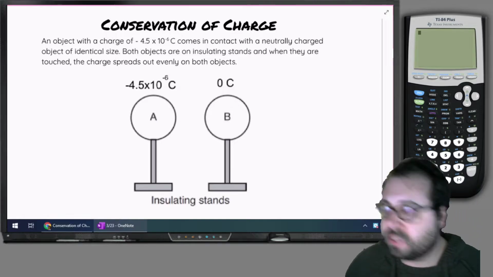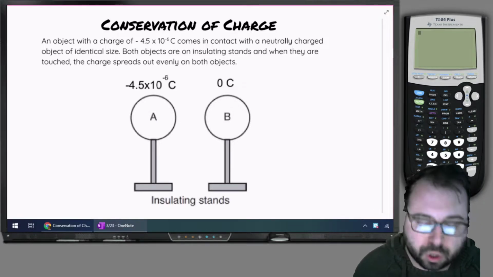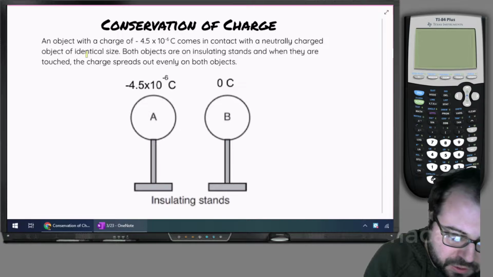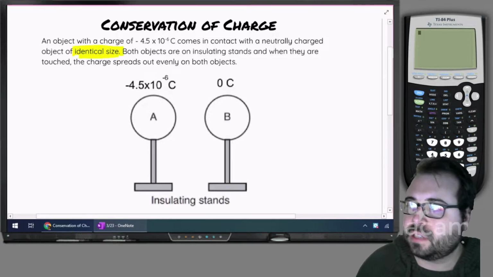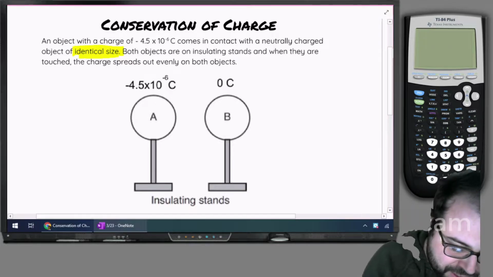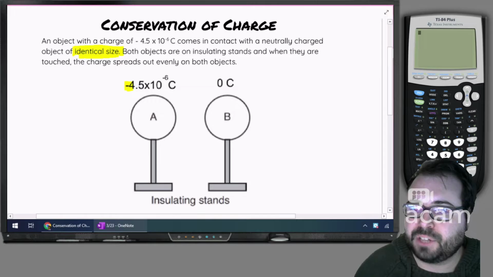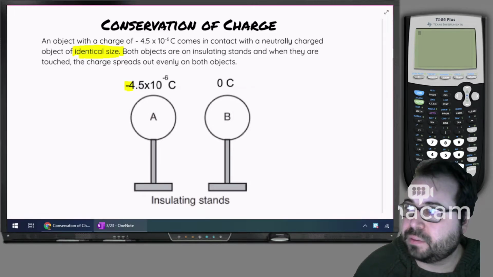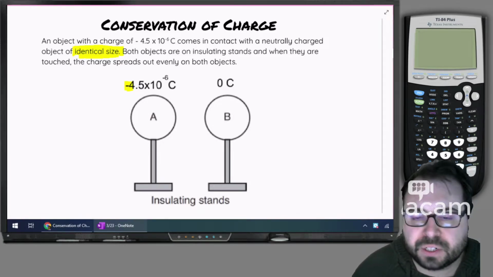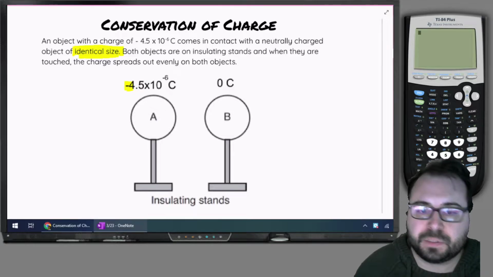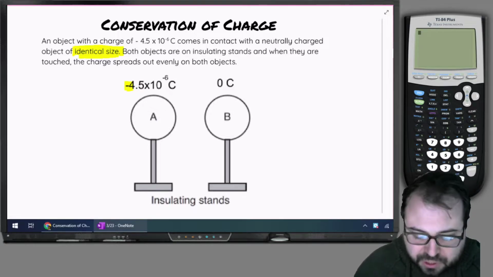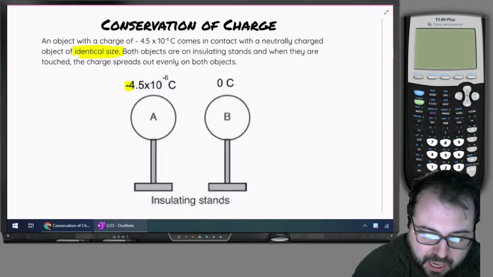So, a few things to note here, a few important words in this problem. First, identical size. Since we have this negative sign, we know that there are an excess of electrons on object A. When they're touched together, all of the electrons are going to spread out as much as possible. They repel each other, and they're just going to spread out evenly.